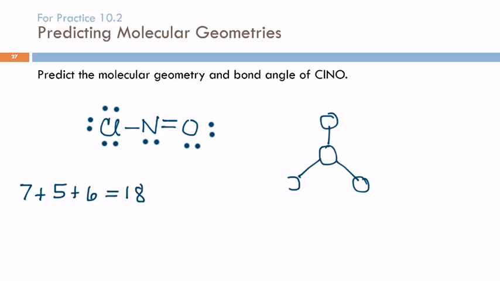So this would be just 3 groups, right? And what would we expect the angles to be? 120, because all the way around the circle is 360 degrees, and dividing that into 3 equal pieces, each of them would be 120 degrees. So the electron geometry is trigonal planar.